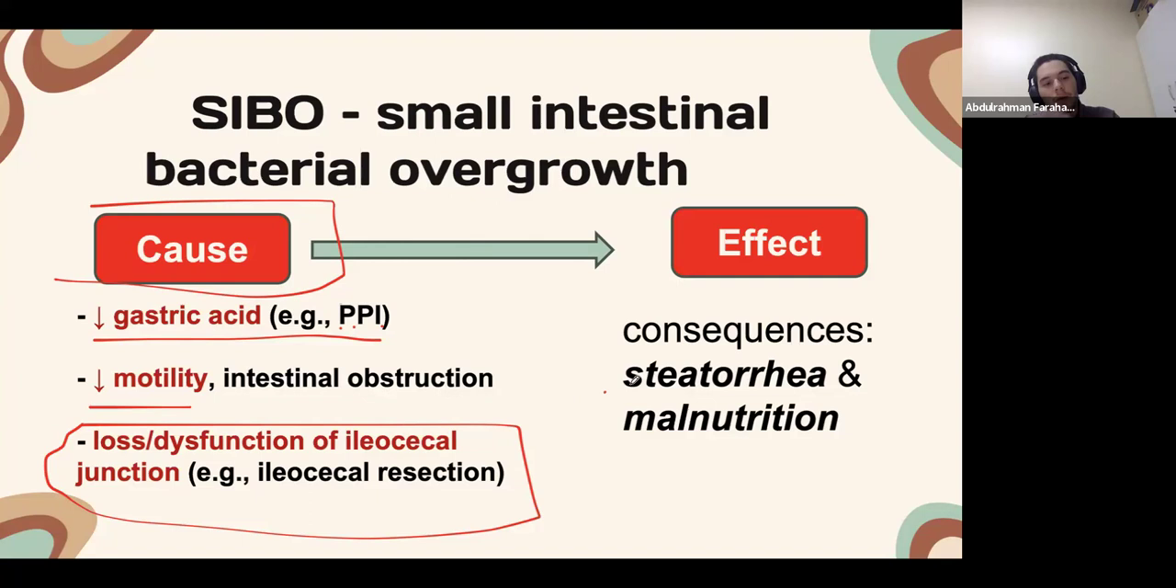Okay, so steatorrhea would refer to having a lot of fats and lipids, undigested free fatty acids in your stool or feces. When you have a lot of this in your stool, we refer to this as steatorrhea. And malnutrition, I'm pretty sure you guys know what malnutrition is. So the patient or person is malnourished: he doesn't have enough vitamins, nutrients, carbohydrates, proteins, they are all depleted. So that's a malnourished person.